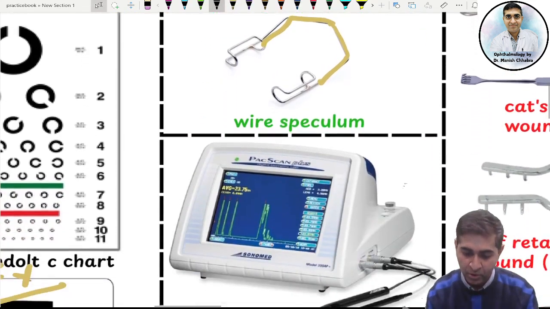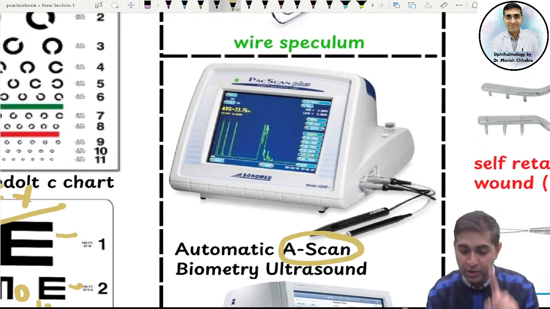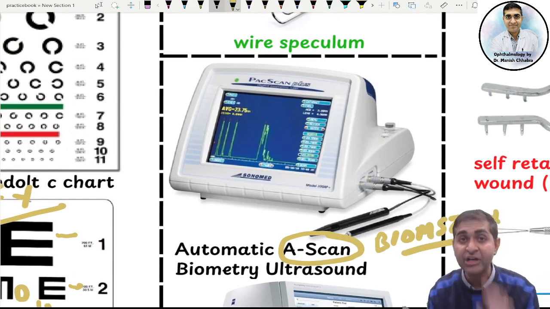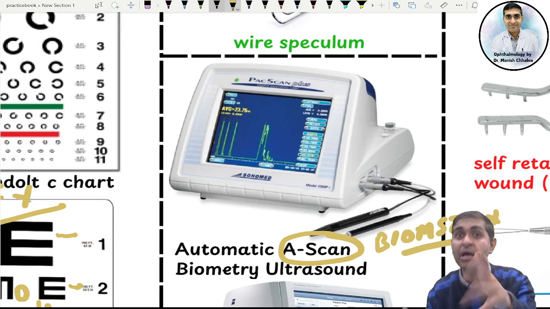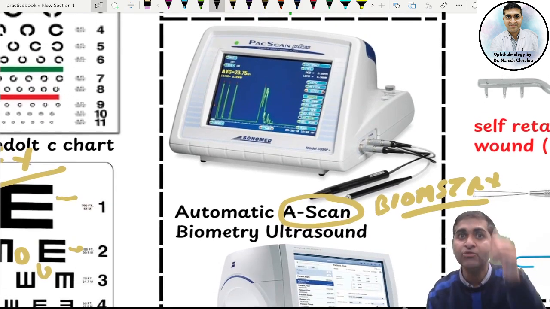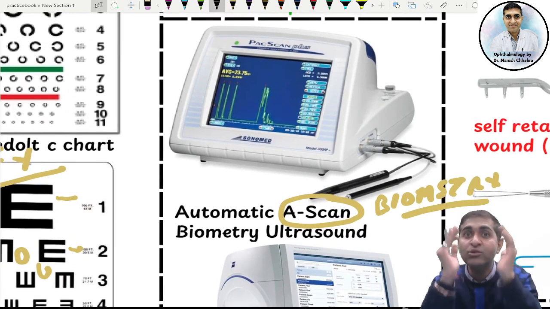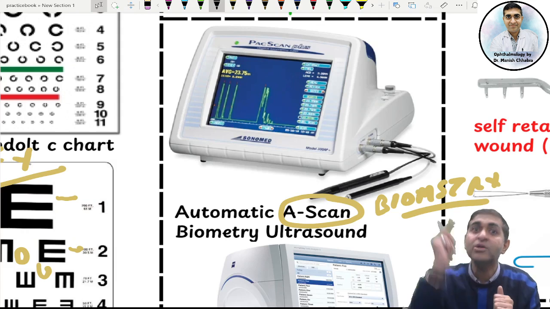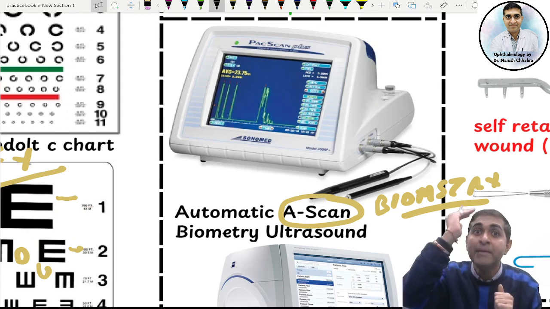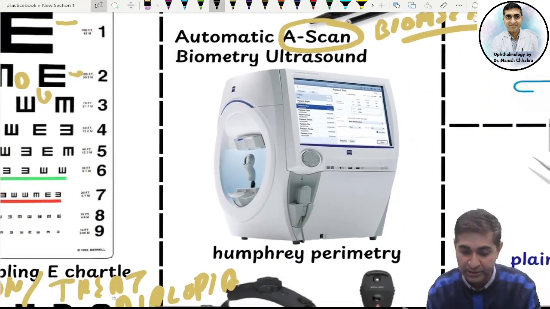Okay. And this is your A scan. A scan is used for your biometry. Biometry is the technique by which you assess the intraocular lens power before going on for cataract surgery. There are two components of biometry. One is A scan, which helps in assessment of anterior posterior length or axial length of the eyeball. Second is your keratometer, which tells you about the power of the horizontal and vertical curvature of cornea.